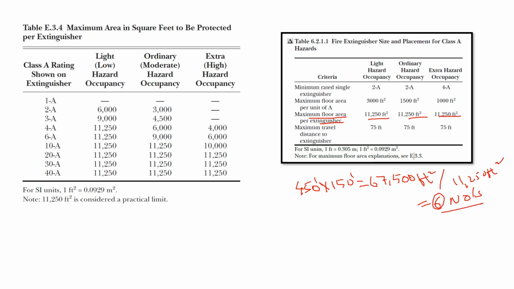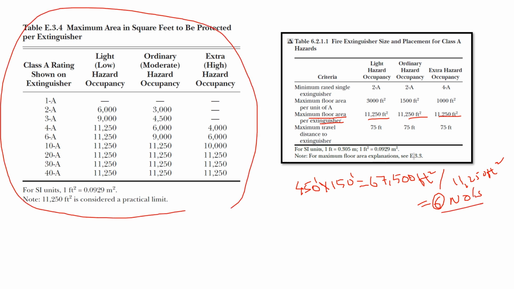Now coming back to this particular table, it explains that 1A rating is not applicable in any of the hazards, so we are going to ignore this one. Now coming back to the 2A rated fire extinguisher, here it says 6000. What is the 6000? It is 6000 square feet. This is the maximum area in square feet to be protected per extinguisher.